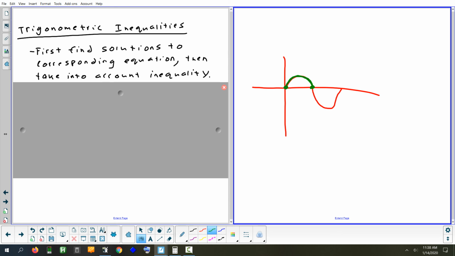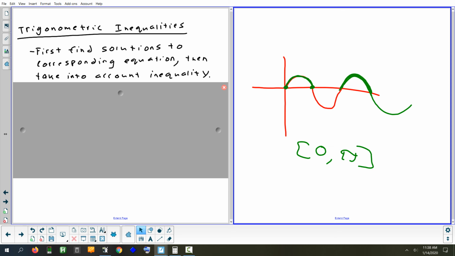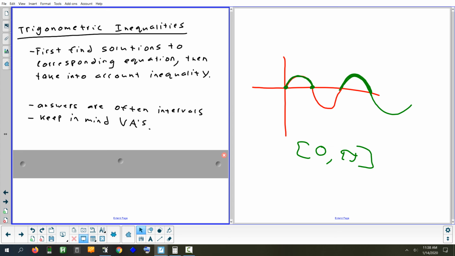Maybe it's 0 to pi. I'm just going to make that up. But what you want to put now is that interval is going to repeat every cycle. So then the next cycle down, you're going to get that same interval again one cycle later. And then you're going to get it again one cycle later. So you just have to tell me that the interval repeats over and over. Same idea. So answers are going to be intervals.